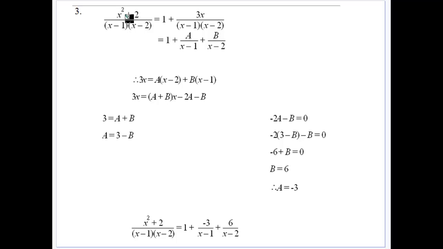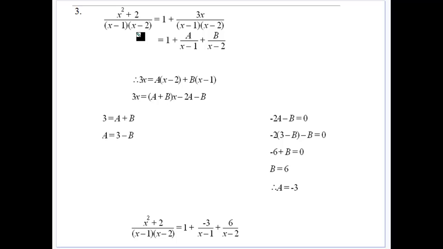We can't do partial fractions if the degree of the numerator is equal or greater than the degree of the denominator. The denominator has to be of a greater degree than the numerator. In this case, the numerator has a degree of x squared and the denominator has a degree of x squared. So a degree of 2 can't happen.